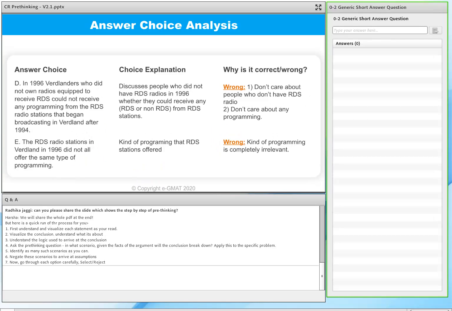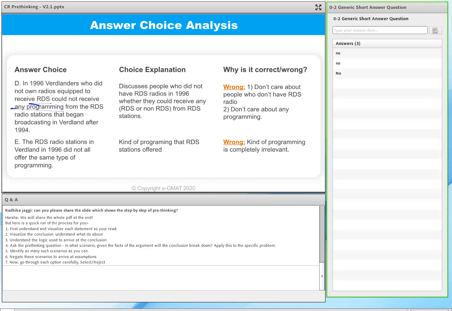Let's look at choice D, a very popular answer choice. Choice D says, in 1996, people who did not own radios equipped to receive RDS. Do we care about people who don't have the right kind of radio? As per the argument, could not receive any programming. Do we care about any programming? No. It talks about two things that are completely irrelevant to this argument.